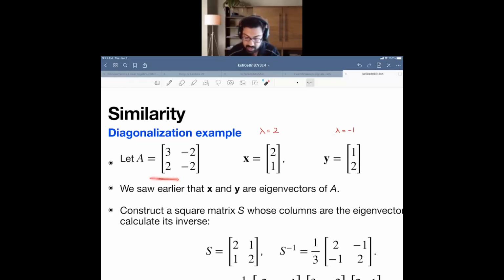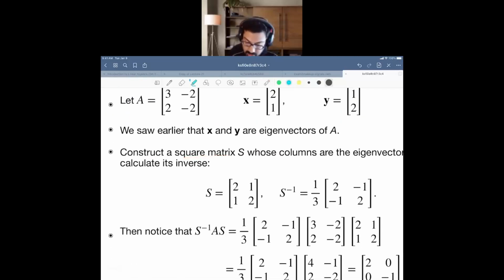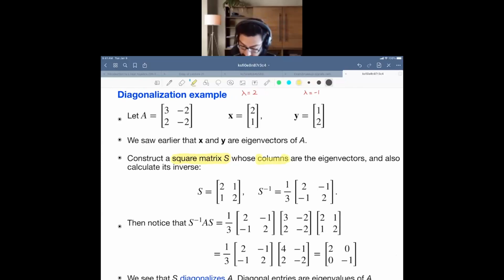If I take the matrix and the two eigenvectors, I can construct a square matrix S whose columns are the eigenvectors of the matrix A. I have two eigenvectors here, highlighted in blue, x and y. I'm going to make them the columns of my square matrix S. Now I have a square matrix S, which contains the two eigenvectors that correspond to this matrix A.